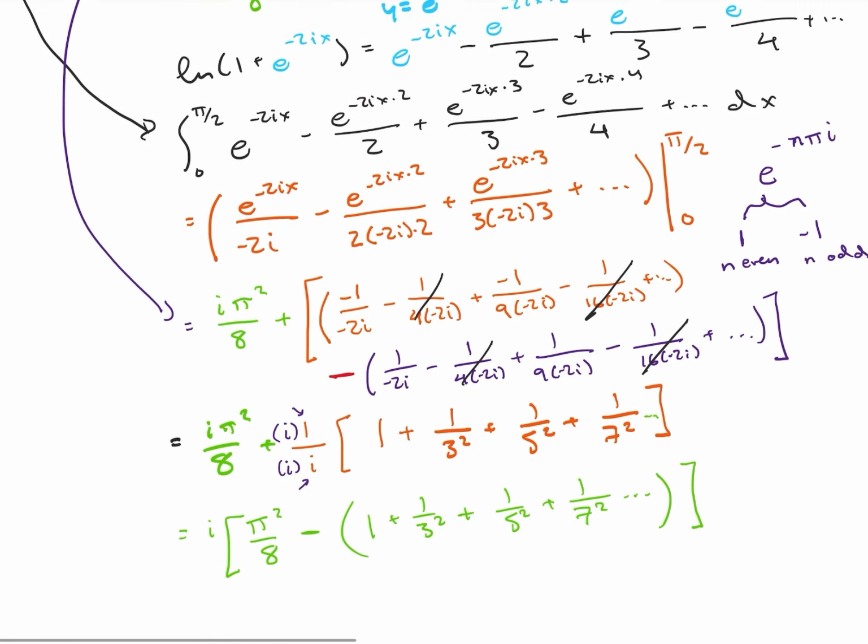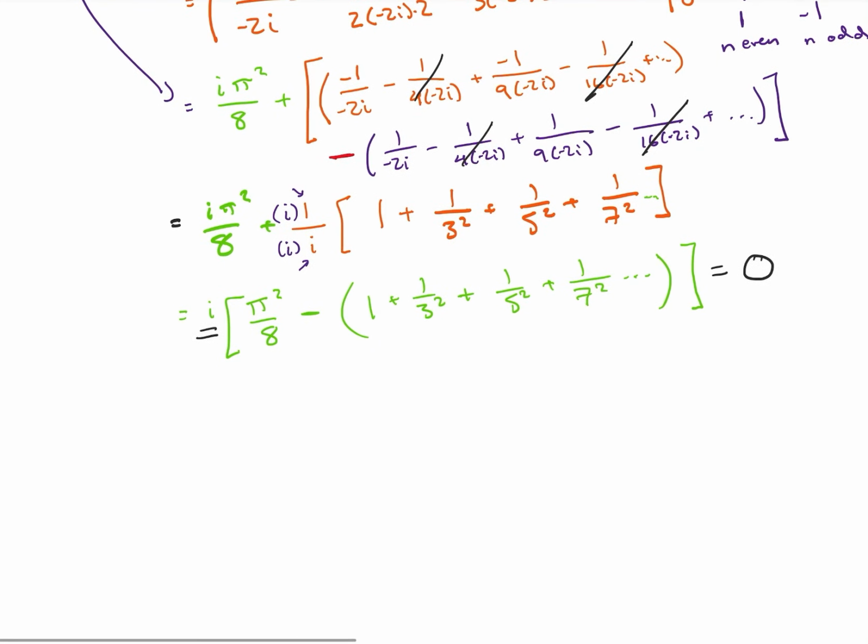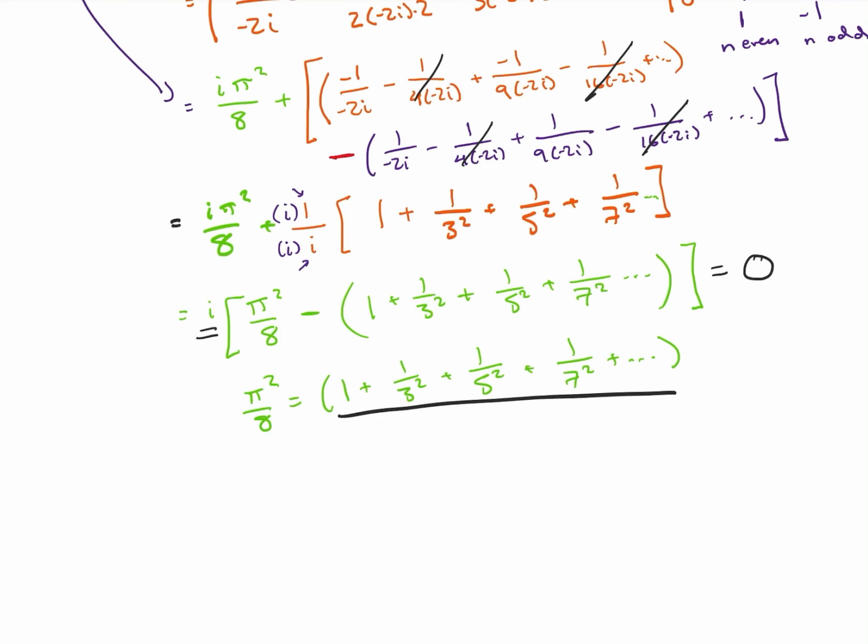That means that the imaginary part, which is this whole thing, must be equal to 0, which is enormous here. So what does that tell us? That tells us that pi squared over 8 is equal to 1 plus 1 over 3 squared plus 1 over 5 squared plus 1 over 7 squared, etc. All right, so this is a big part of what we needed to get to.